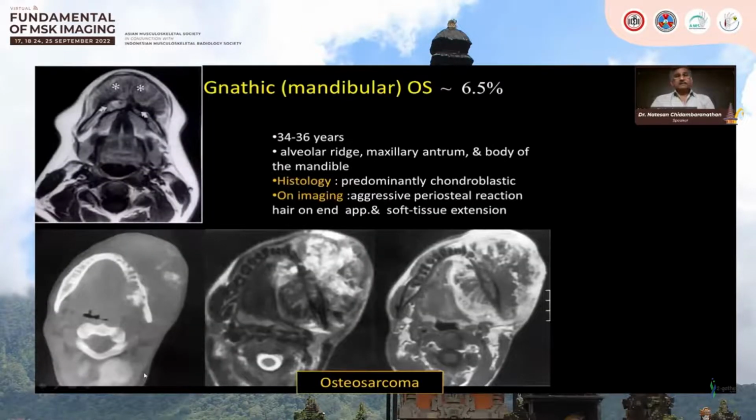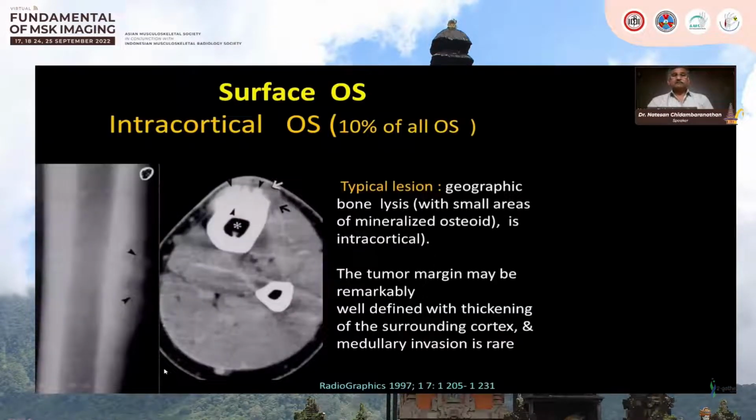Another chondroblastic osteosarcoma occurs in the mandible, the mandibular osteosarcoma, accounting for around 6.5%. It occurs exclusively in the mandible, alveolar ridge or maxillary region, or body of the mandible. Histologically, it is a very distinct entity from the other osteosarcomas. This is the chondroblastic variety. On imaging, sun-ray spiculation, lucent areas with a large mass lesion, the typical features of osteosarcoma will be there in this type of osteosarcoma.